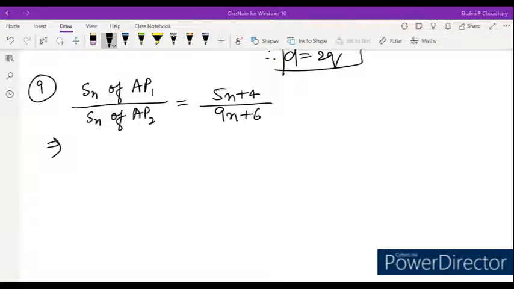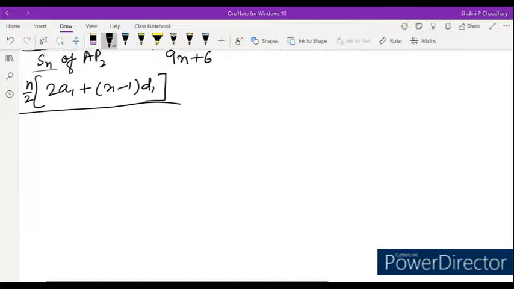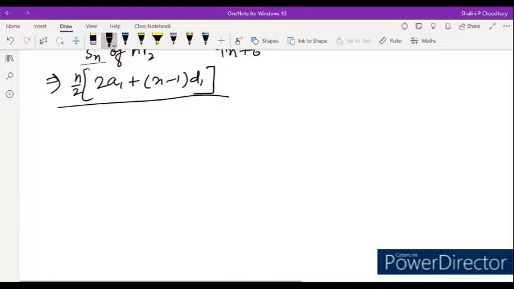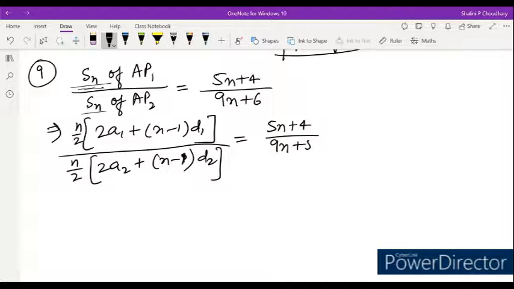First term of first AP, let us take A1, and difference is D1, so it will be n upon 2 into 2A1 plus n minus 1 D1. And here also it is the sum of n terms, so n upon 2 will be there in both the first AP and the second AP. So n upon 2 into 2A2 plus n minus 1 D2. Okay, that will be equal to 5n plus 4 upon 9n plus 6.